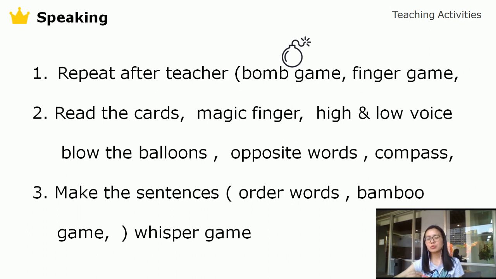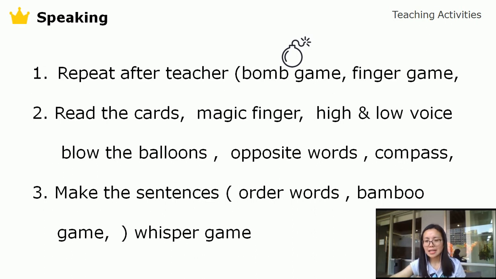And for the next one, the bamboo game, it goes like this. If you say this, then the students need to say, this is. If you say this is, students need to say this is a. And if you say this is a, the students need to say the full sentence, this is a pen. And if you say the full sentence, this is a pen, then the students need to clap their hands.